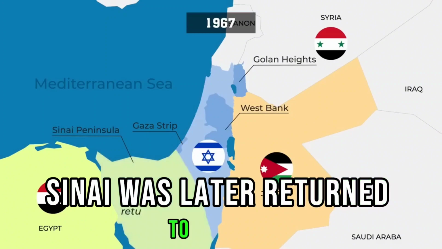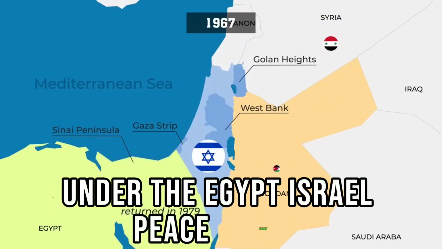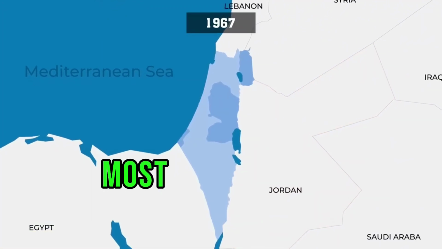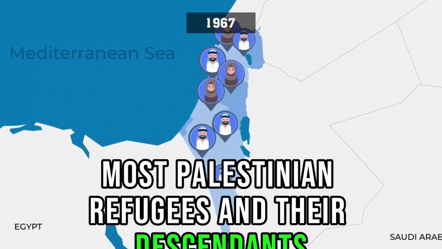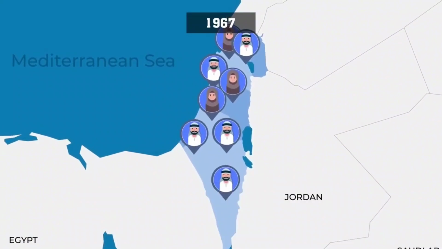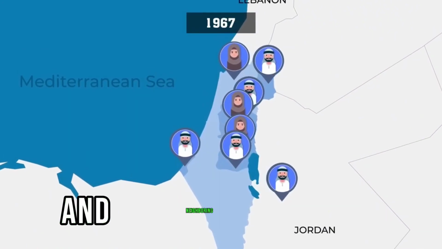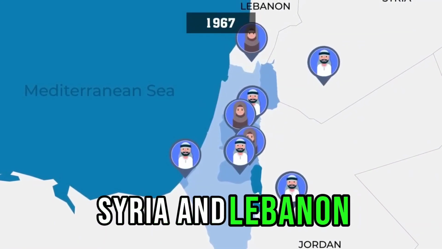Sinai was later returned to Egypt under the Egypt-Israel Peace Treaty. After the war, most Palestinian refugees and their descendants were not allowed to return to their homes, but had to live in Gaza, the West Bank, and neighboring Jordan, Syria, and Lebanon.